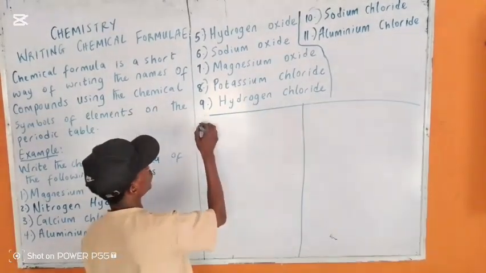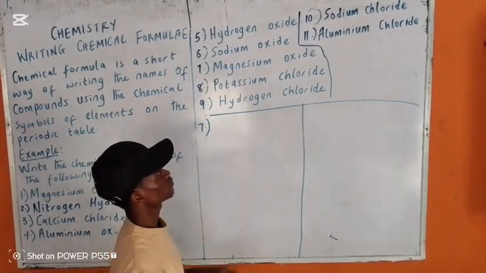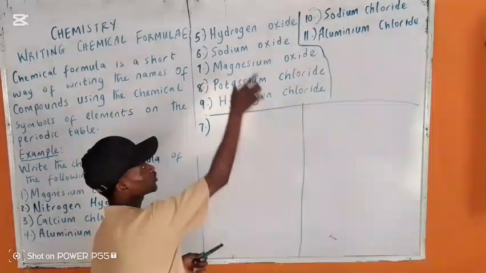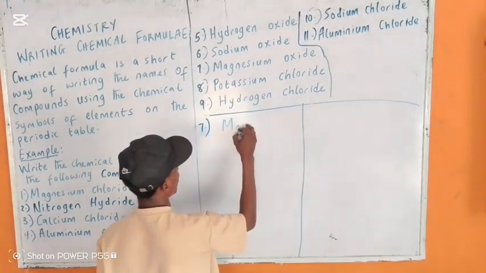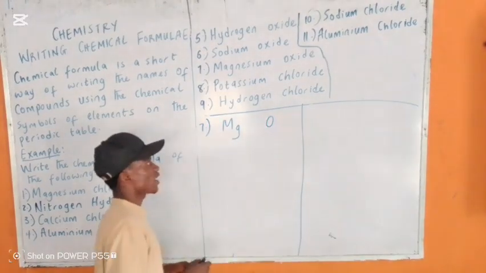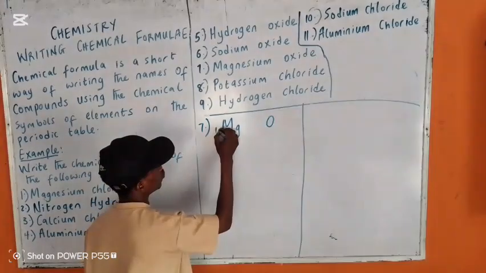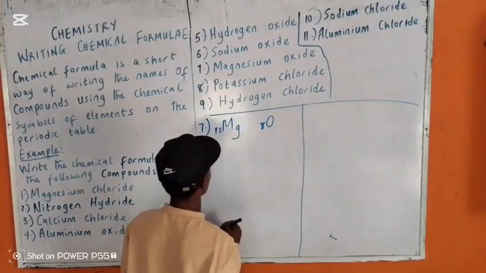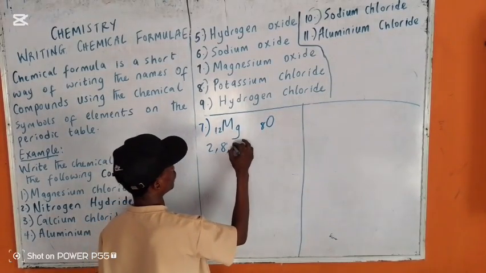Now for number 7, we have magnesium oxide. How many elements do you have here? We have 2 elements, which are magnesium and oxygen. The atomic number of magnesium is what? It is number 12. For oxygen, we have 8. For magnesium, you have 2,8,2.